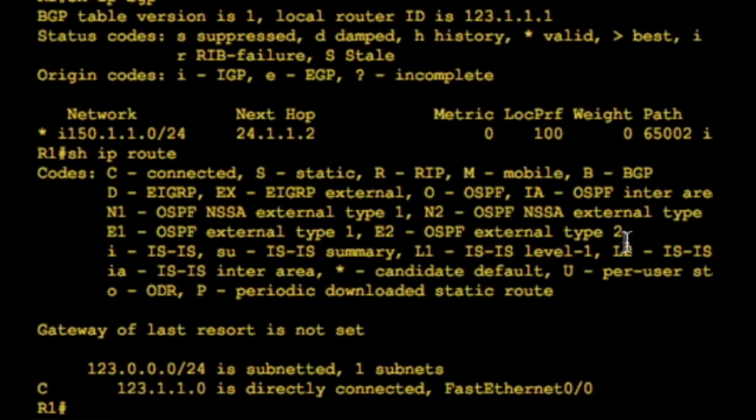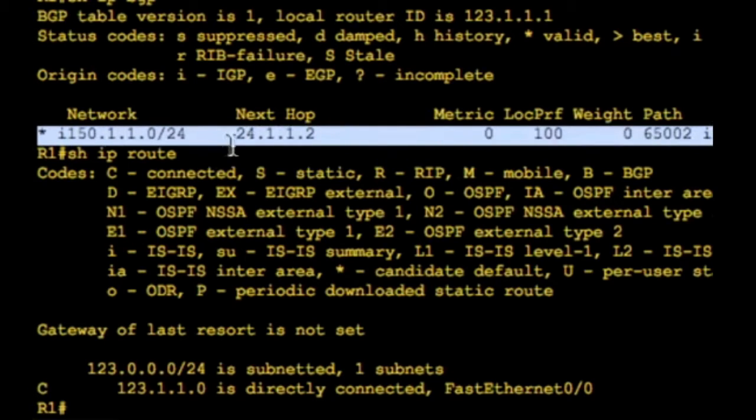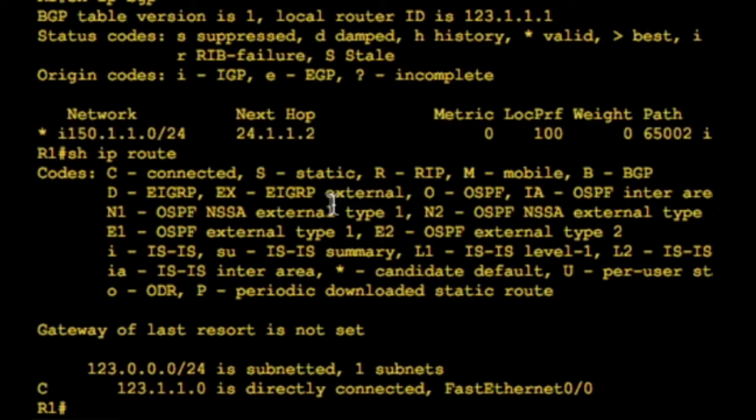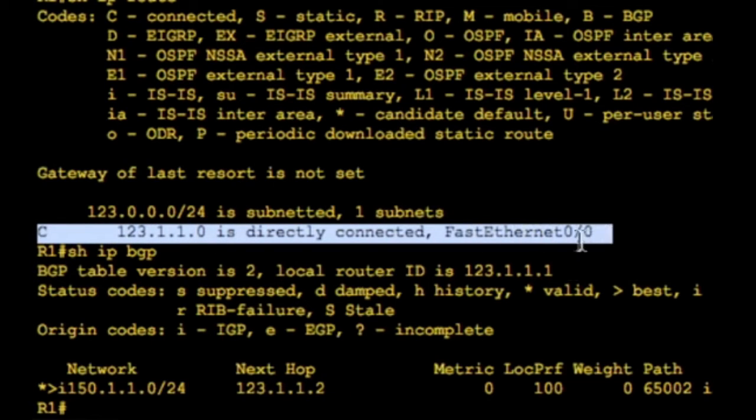So now where we have this show IP BGP showing the next hop is 24.112, we want it to say 123.112, which is R2's inside interface. So let's do that, show IP BGP. So now we've got 123.112. Now I know how to get to 123.112 because I'm locally connected to that network. Here we are, locally connected, 123.110. So I know how to get to that network.